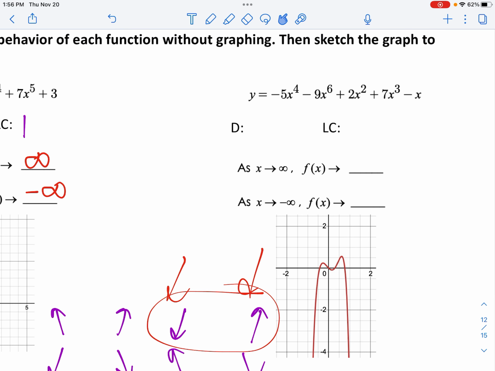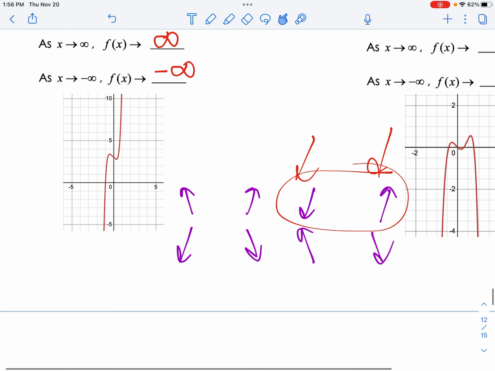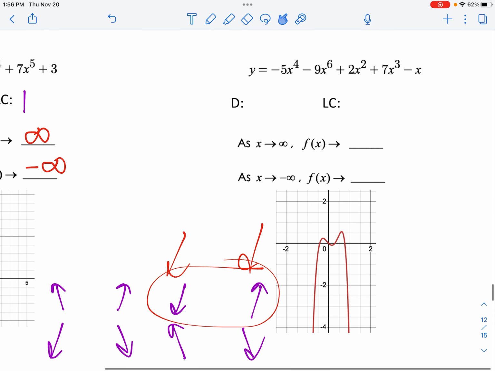All right. This function here, it looks like the degree is, oh, I missed the degree on this one. This one should be 5, not 3. But that still works because it's an odd degree. So sorry, I missed that.